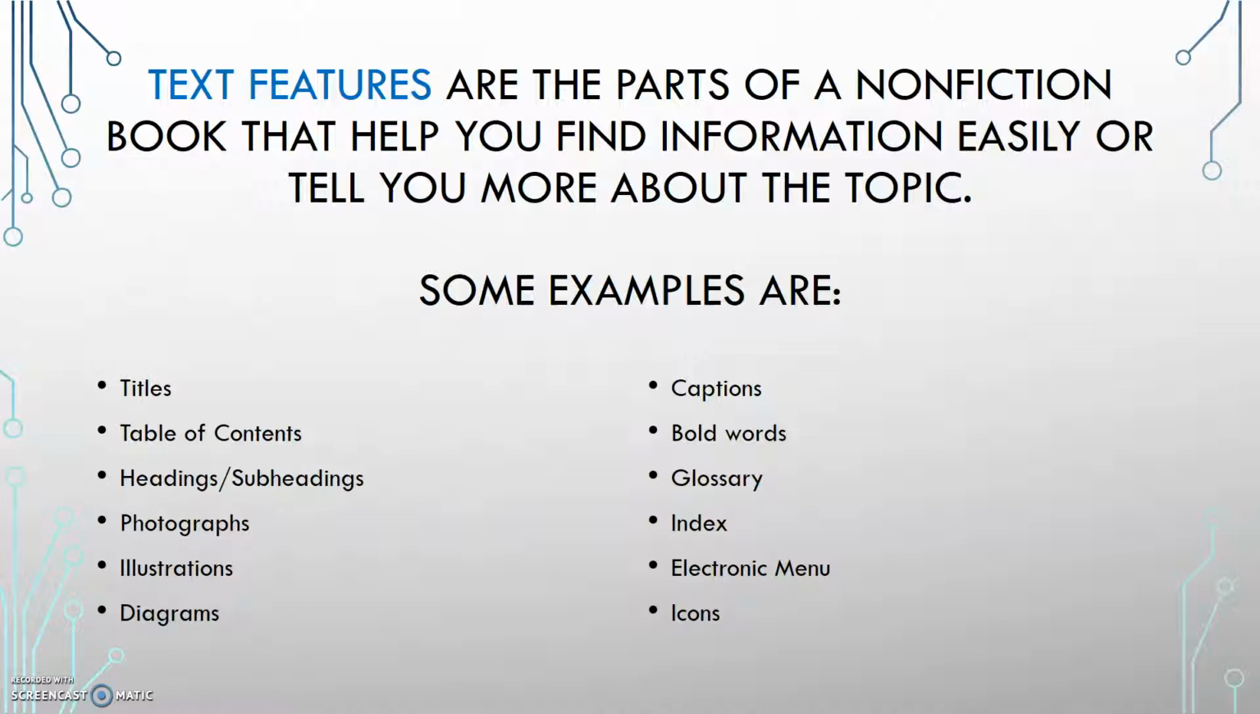Text features that are part of a nonfiction book, article, or newspaper or magazine help you find more information about your topic. Some examples that come out in nonfiction text are the titles, table of contents, headings and subheadings, photographs, illustrations, diagrams. You'll have bold words, maybe an index, but the articles that we tend to read in class mostly have these features on this side. We do have captions and bold words as well.